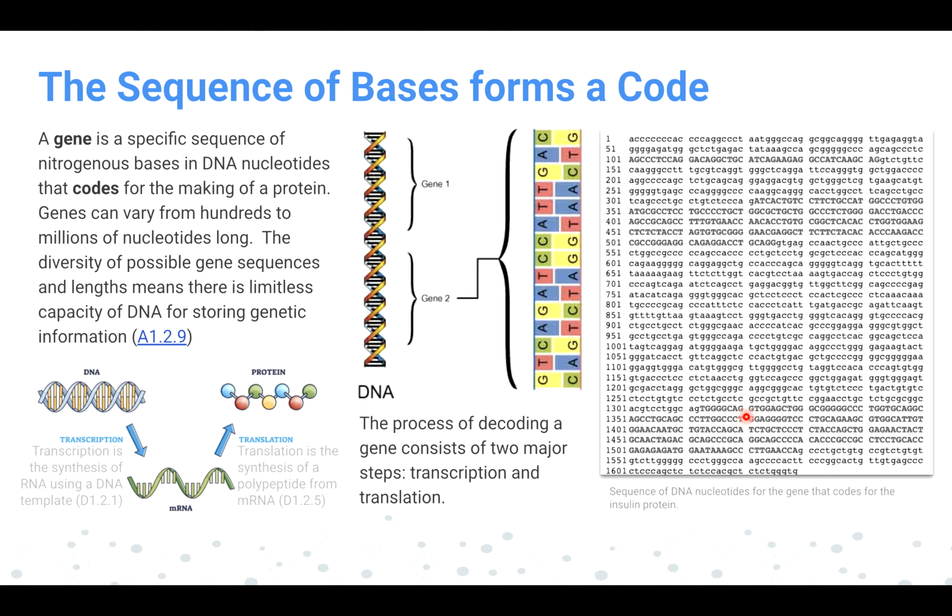Now what is a gene? A gene is a specific sequence of DNA that codes for making a protein. Genes can vary from 100 to millions of nucleotides long, so it's not fixed. The diversity of possible gene sequences and lengths means there is a limitless capacity of DNA for storing genetic information. The right side of the diagram shows the sequence of DNA nucleotides for the insulin protein. Imagine, this is the sequence. If you have the sequence, you can produce insulin in the lab. Very easy.